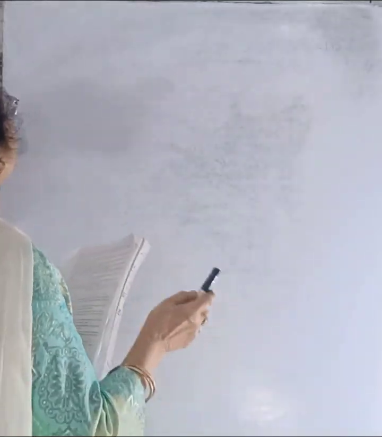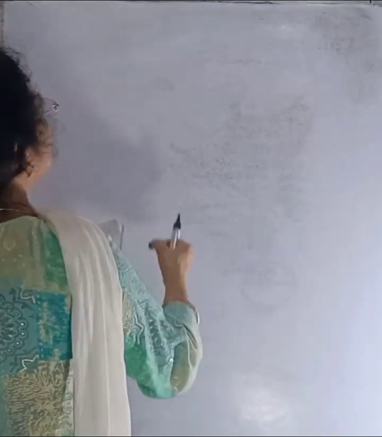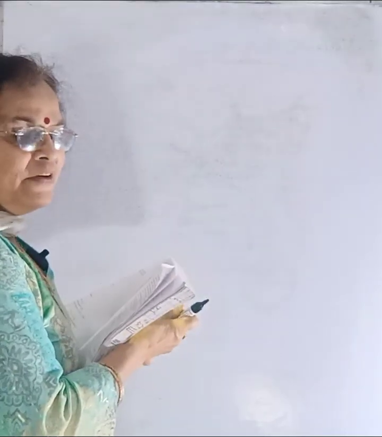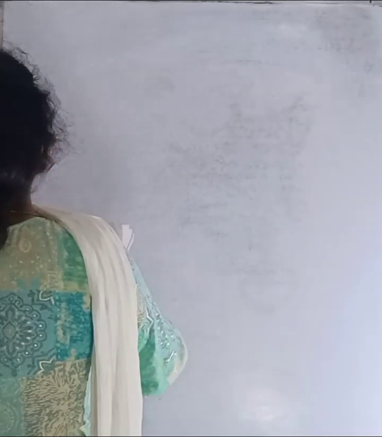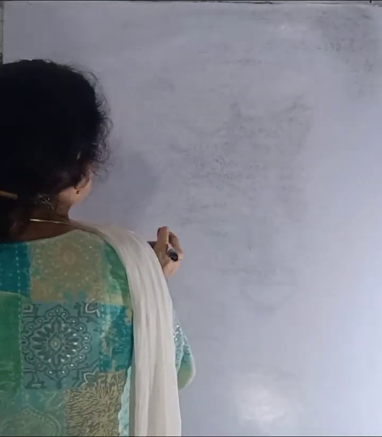This is a book of ML Agrawal for class 11 CBSE board with code 241. We are dealing with exercise 6.4 related with the geometrical progressions. Question 18, second part.